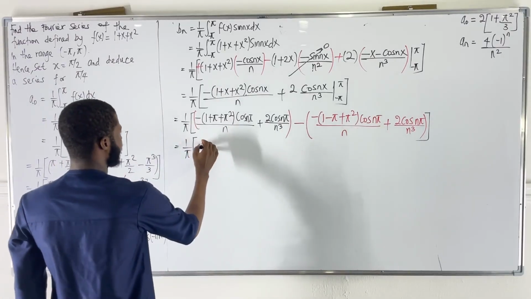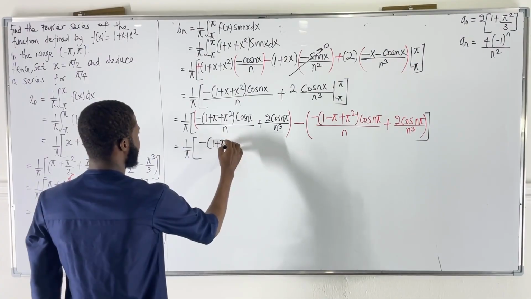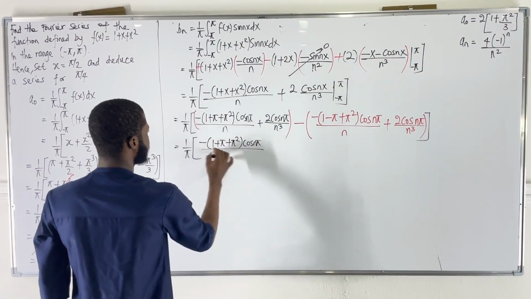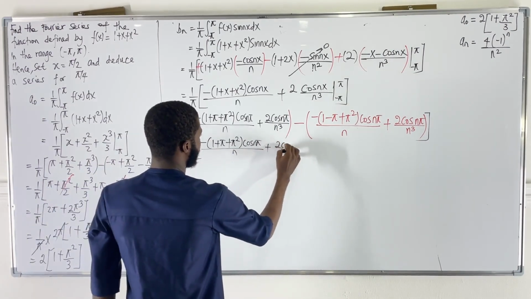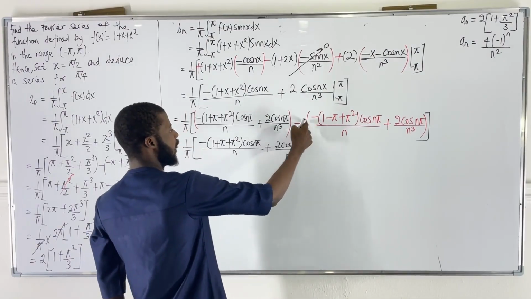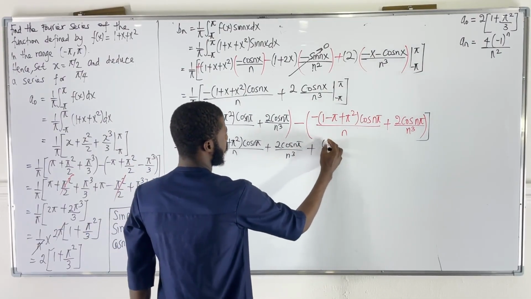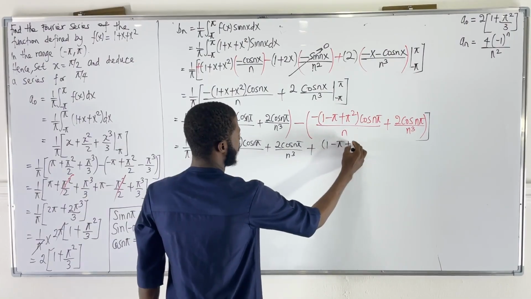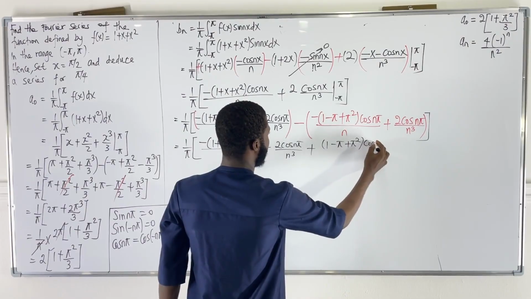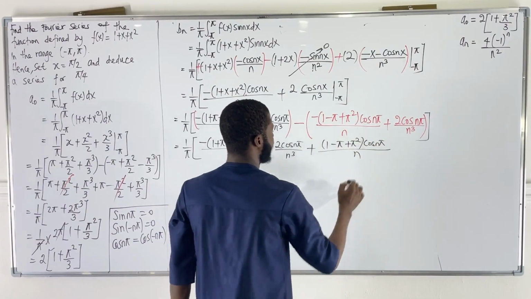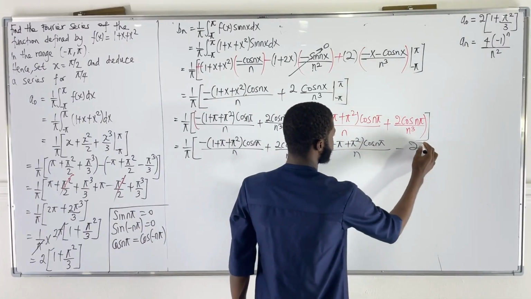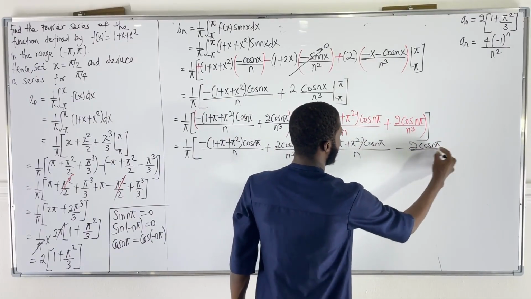So this minus will stay. So this is minus 1 plus pi squared cosine of n pi over n. Then plus 2 cos n pi over n cubed. Now let's open this up. Minus times minus is plus. 1 minus pi plus pi squared cosine of n pi divided by n. Then minus times this plus is minus 2 cos n pi all over n cubed.